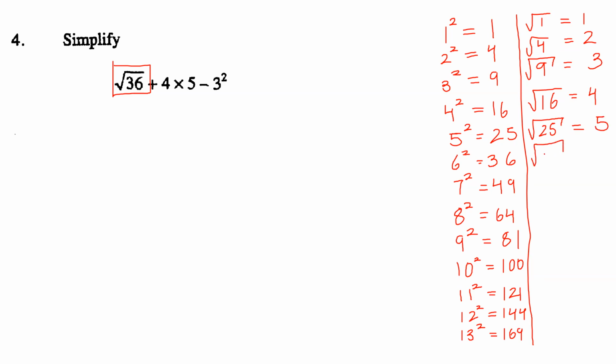And what number times itself gives us 36? 6. So the square root of 36 is 6. What is the square root of 49? 7, very good. What is the square root of 64? 8, very good. And what's the square root of 81? 9, very good.